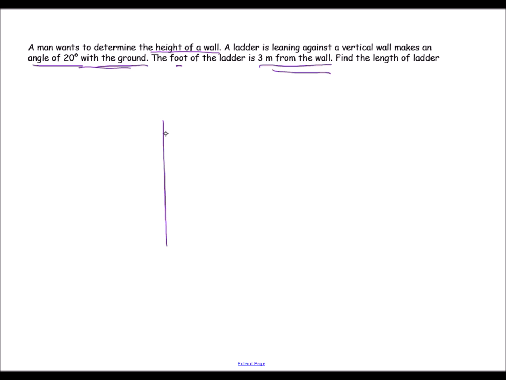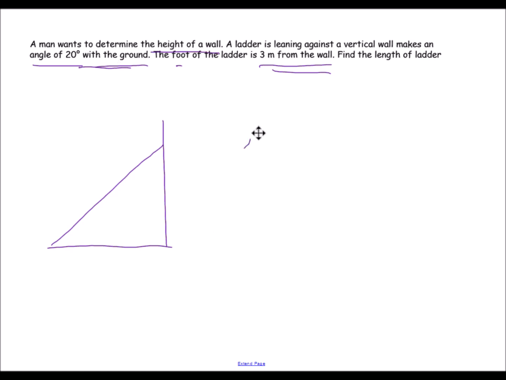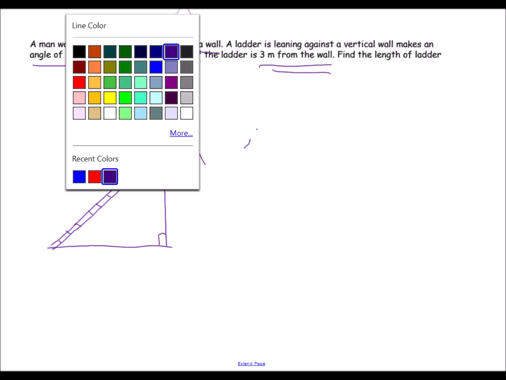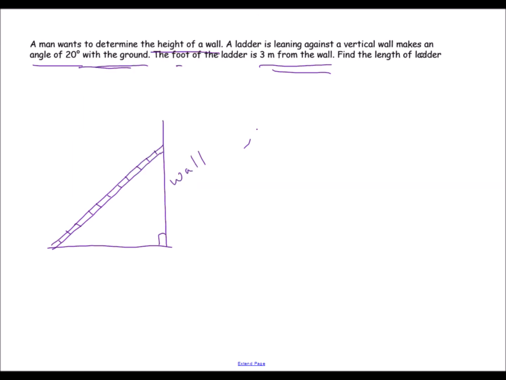So we've got this wall, right? Here's the wall, just in case you weren't following me. This is the wall. Here's my 90-degree angle. This is my ladder. Put some rungs in there. Not a very sturdy ladder. Let's see, it says that the vertical wall, it makes a 20-degree angle with the ground. So here's the ground, which means this angle right here is the 20-degree angle.